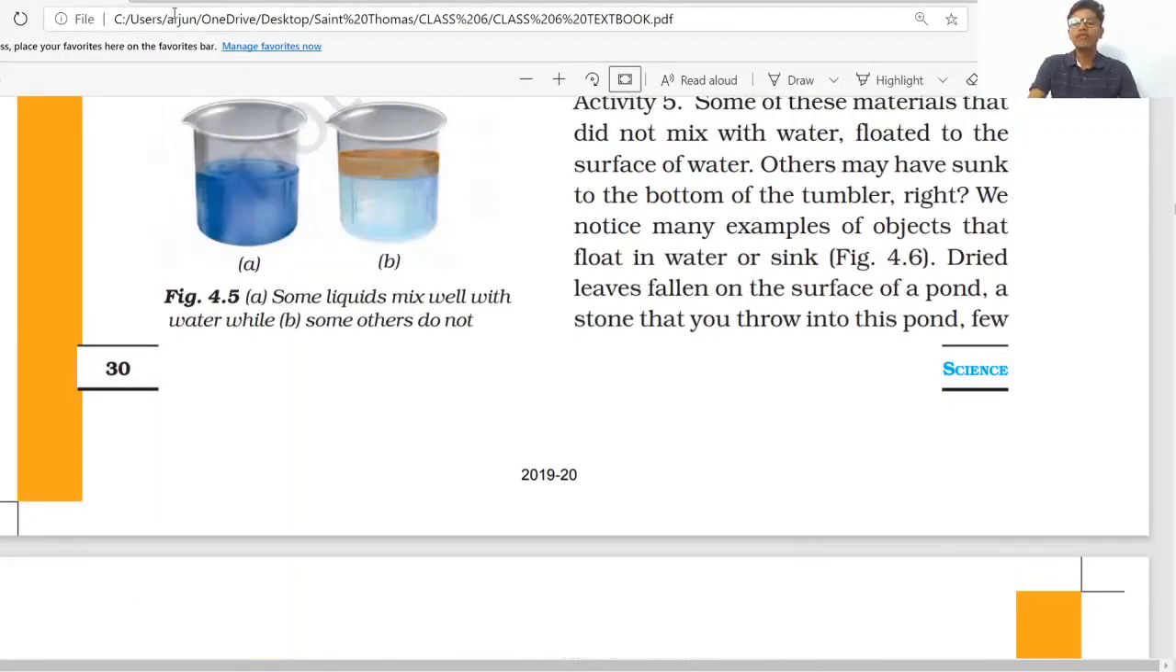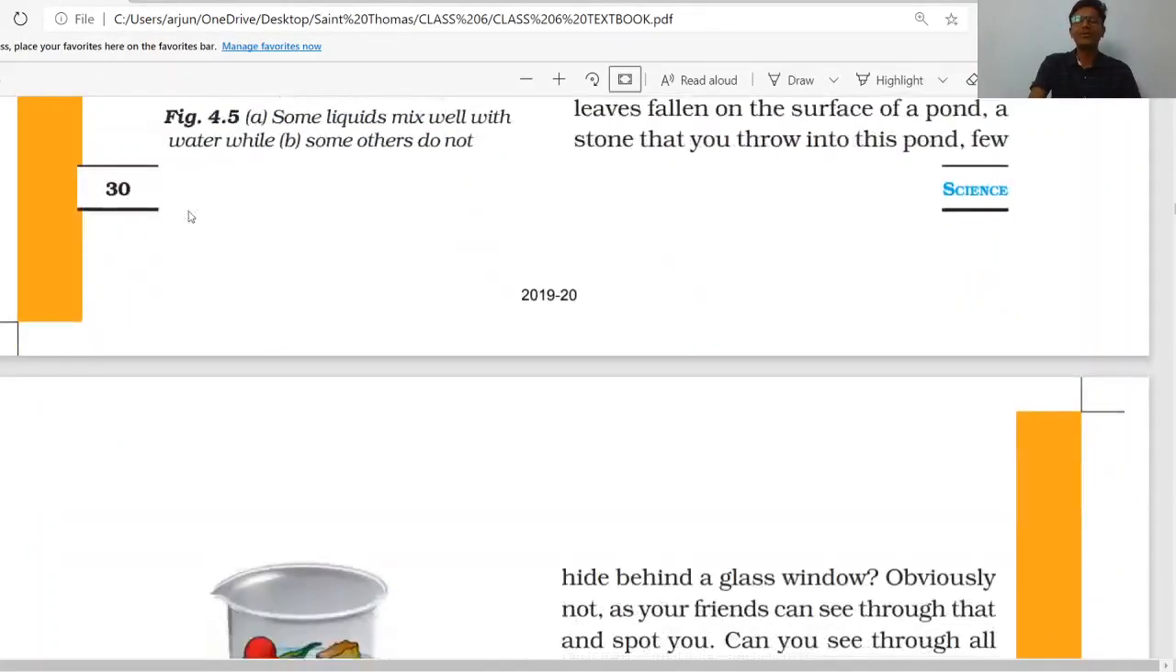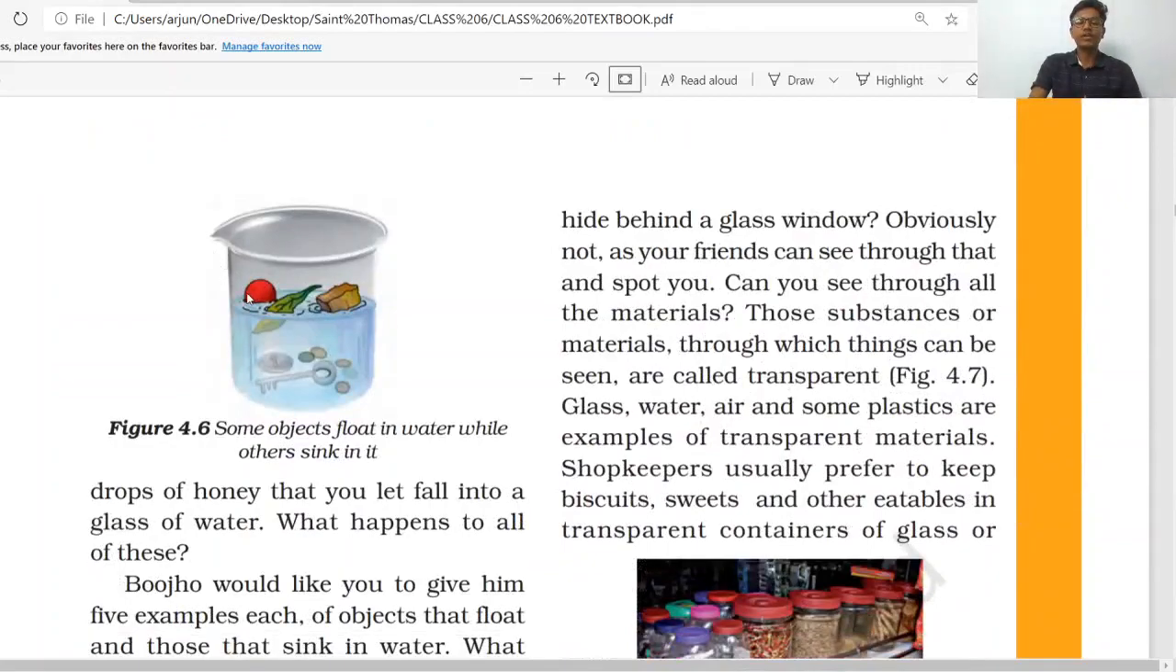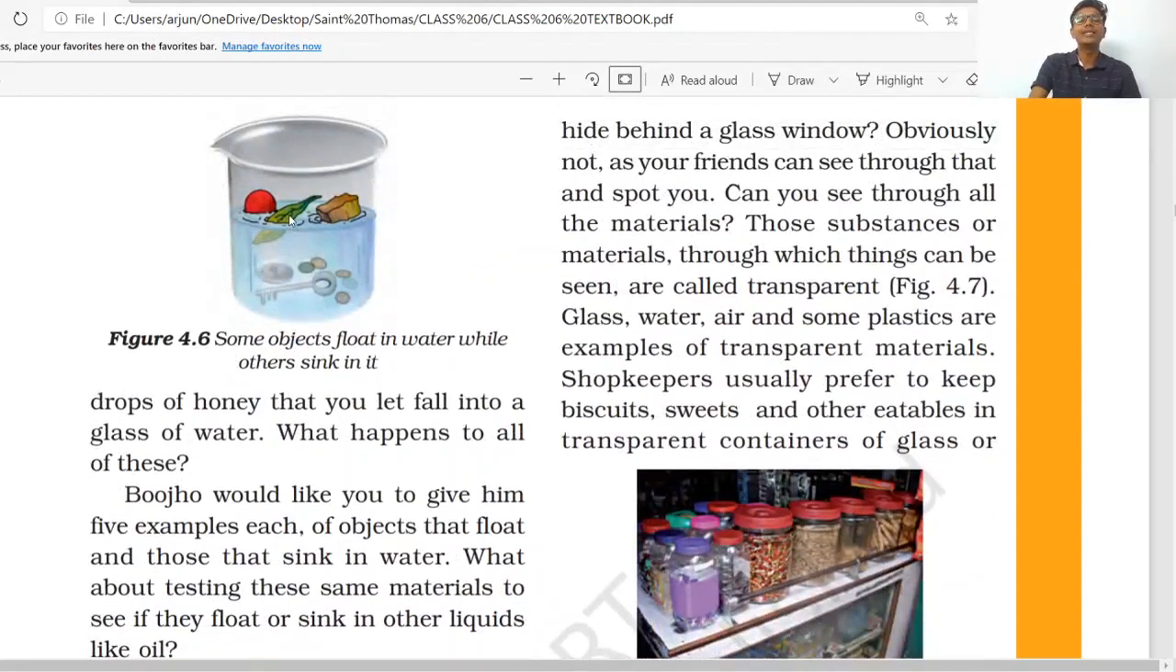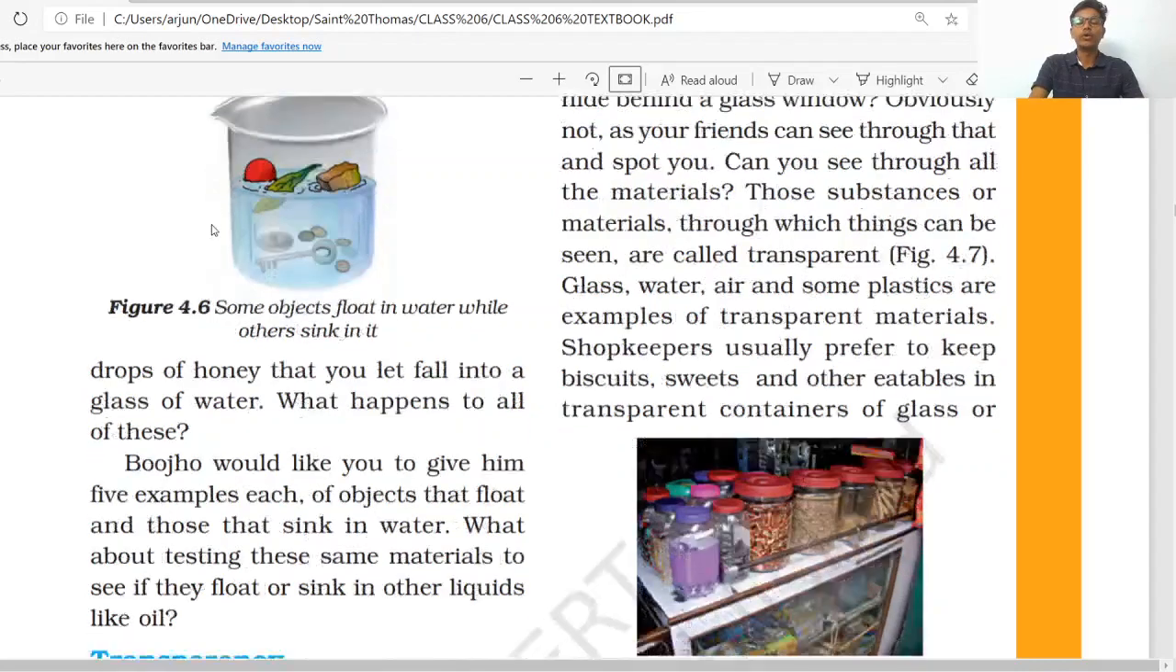We notice many examples of objects that float in water or sink. Dried leaves fallen on the surface of a pond, a stone that you throw into the pond. Yes, you have done all these activities in your childhood. Few drops of honey that you let fall into a glass of water. What happens to all of this? Here you can see some of the material will float on the water and some will submerge. If we throw a coin or a key or a stone, they will settle down in the water, and light materials like wood and leaves will float on the water.